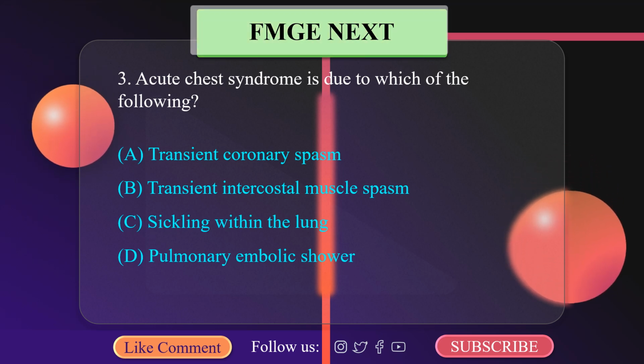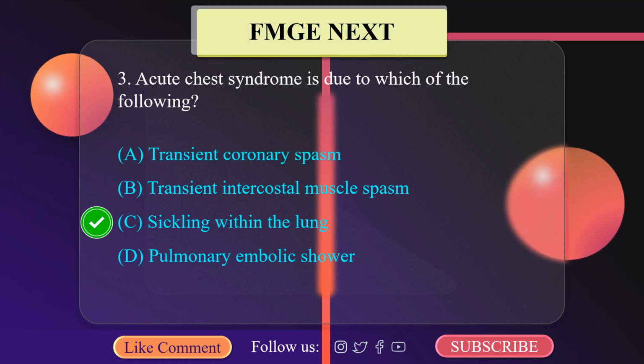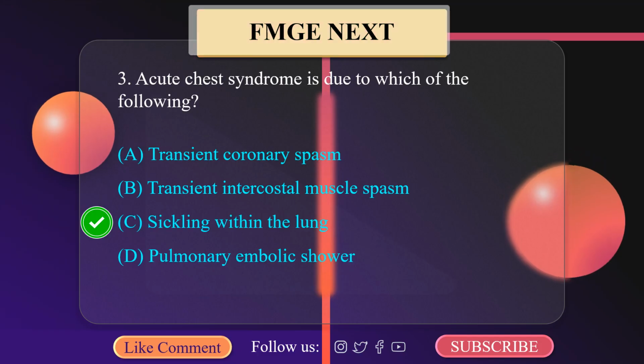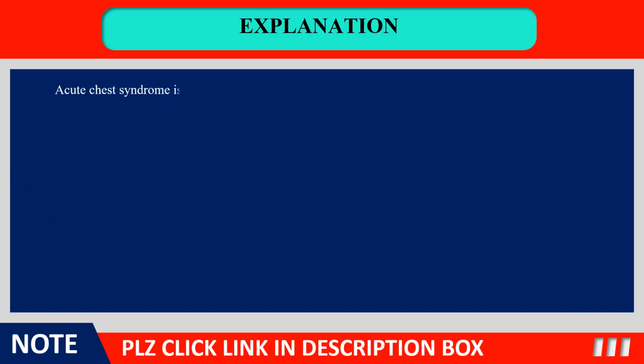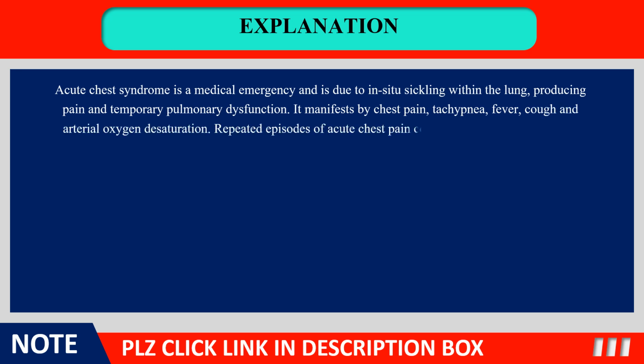So acute chest syndrome is due to C. Sickling within the lungs. Acute chest syndrome is a medical emergency and is due to in situ sickling within the lung, producing pain and temporary pulmonary dysfunction. It manifests by chest pain, tachypnea, that is fast breathing, fever, cough, and arterial oxygen desaturation. Repeated episodes of acute chest syndrome correlate with reduced survival.